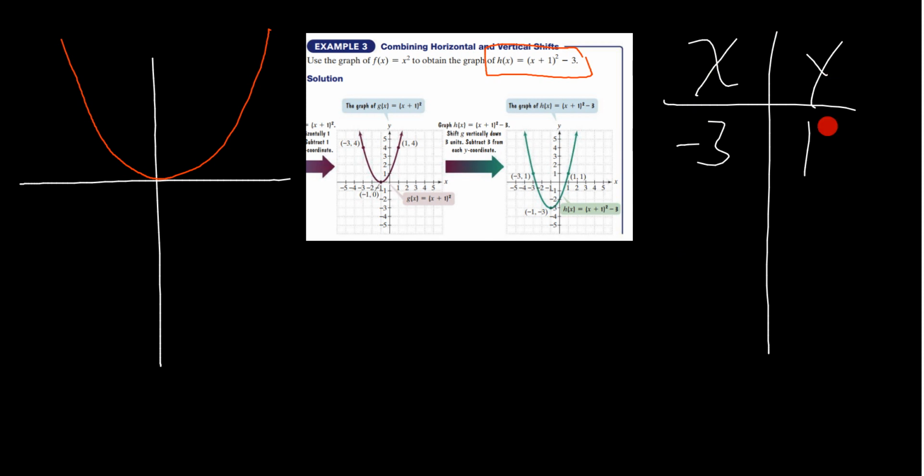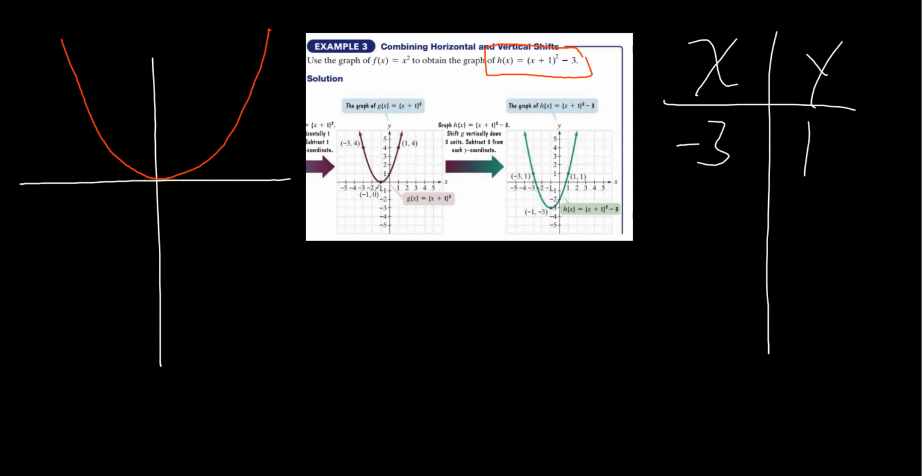Everybody can do a table. You start doing these tables when you're in 5th grade. Everybody can do that, right? But now we're going to be taking this function and saying, okay, so I am adding 1 to the variable, so it's a shift to the left 1 unit, and I am subtracting 3 from the parent function, so that's going to be shift down 3 units.